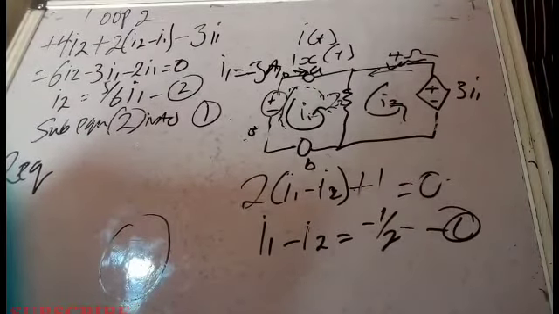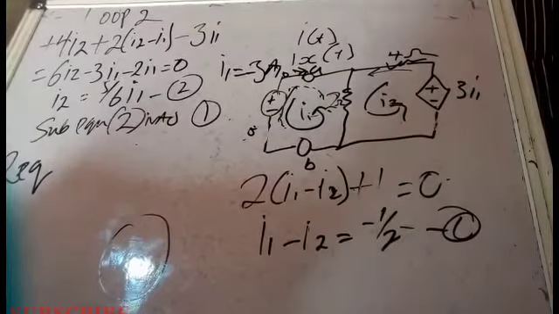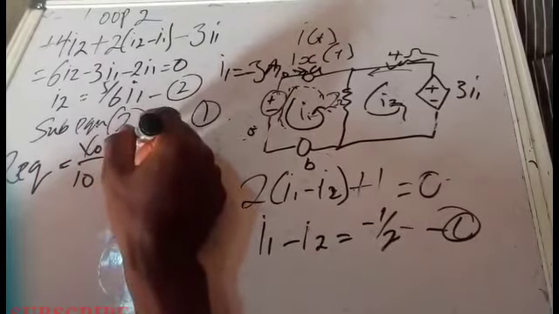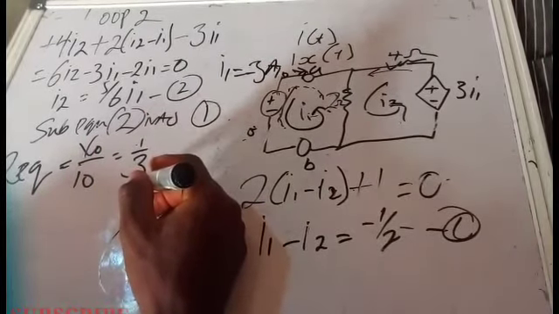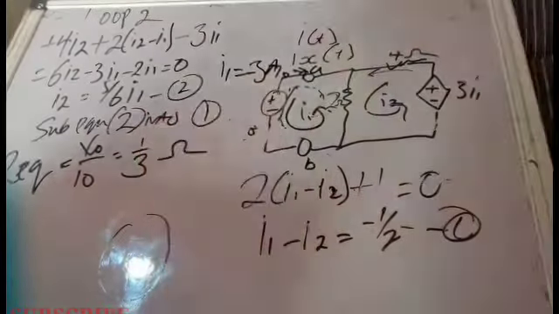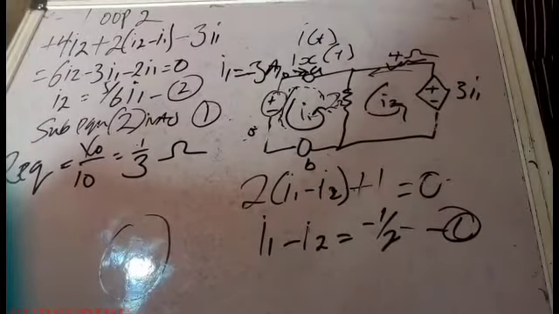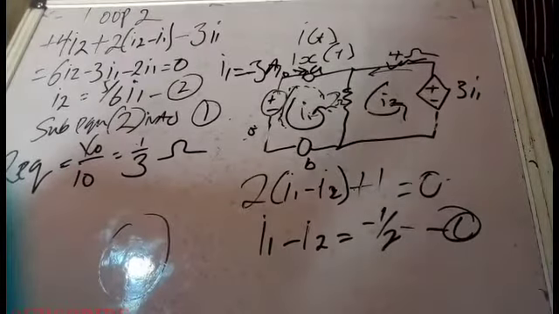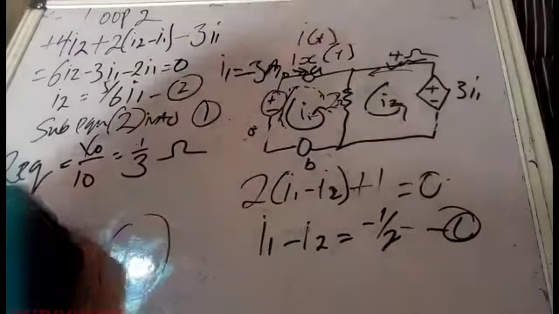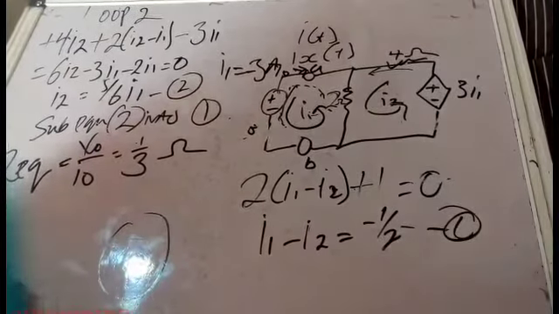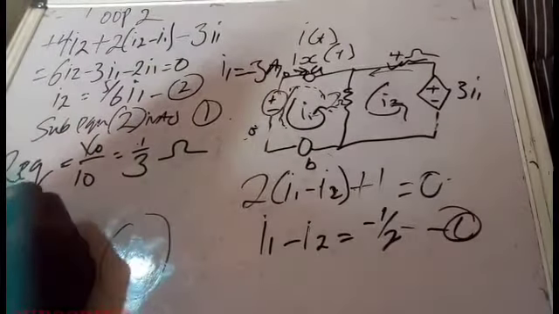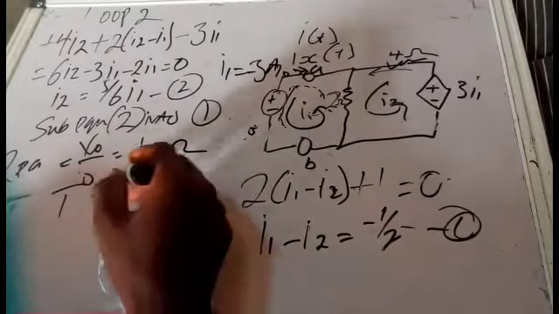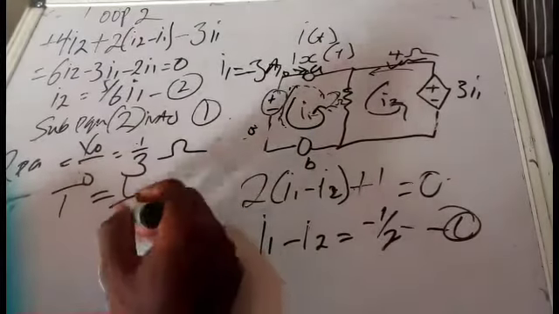So now we need to get our equivalent resistance, which is equal to V naught over I naught, which gives us 1 over 3 ohms. Now that it has been gotten, we need to get our time constant. Remember I said our time constant. Time constant T is equal to L over R.